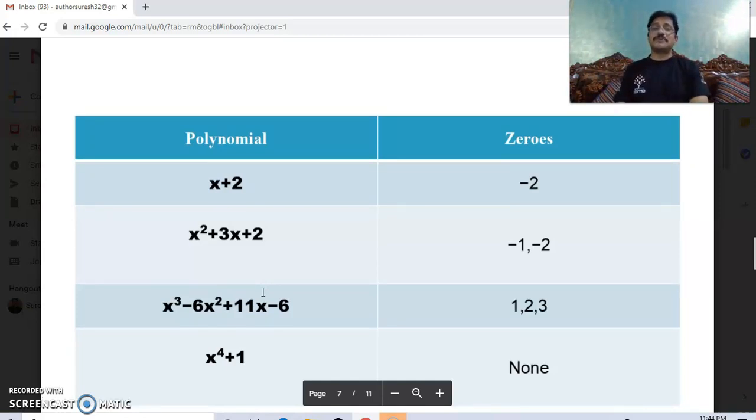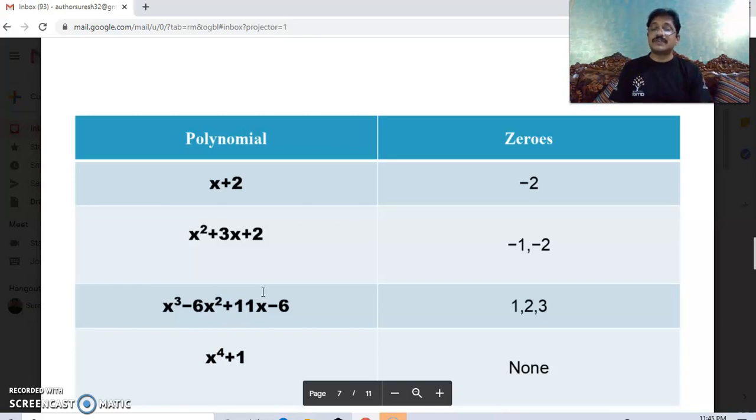So I am giving some polynomials here and giving some zeros, of course all possible zeros for the concerned polynomial. So I have tabulated this, so copy it and verify whether I am giving the correct information or not. Okay. X plus 2, what is it? Can you say the name of the polynomial here? Linear polynomial. Yeah. So the zero is minus 2.